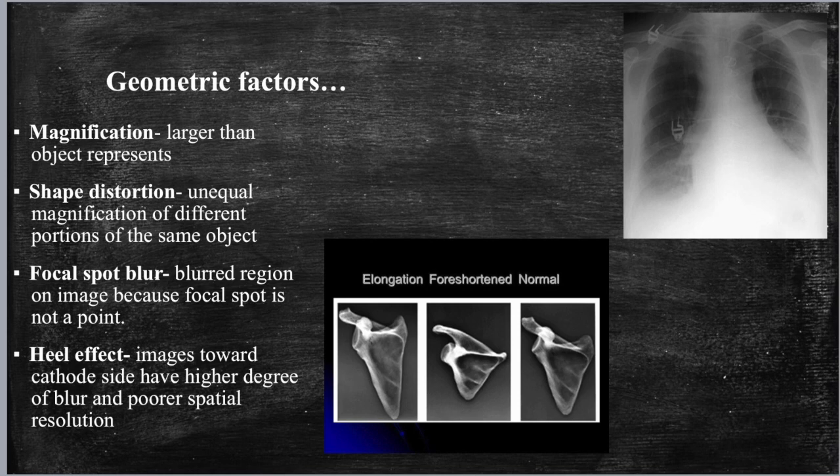The heel effect plays a role in focal spot blur. The focal spot blur is small on the anode side and large on the cathode side of the image.